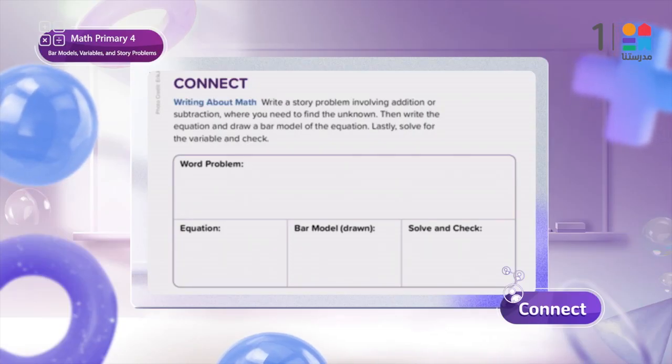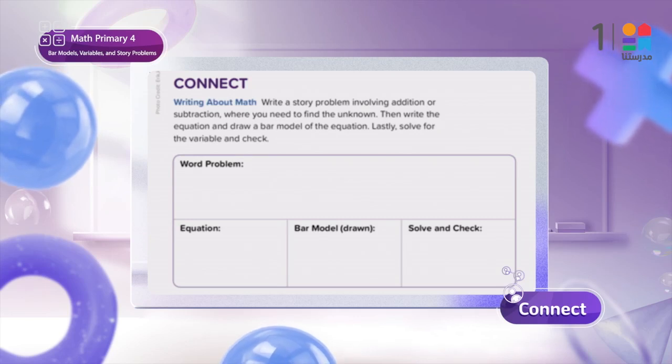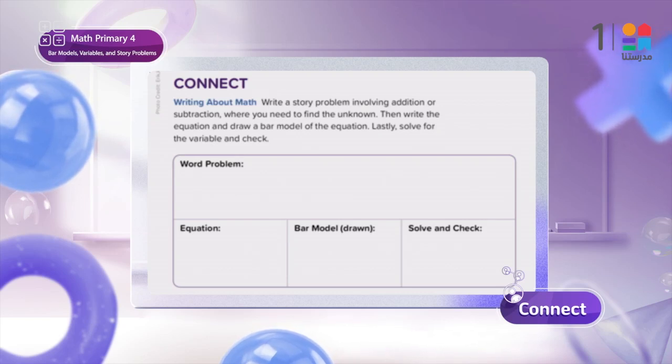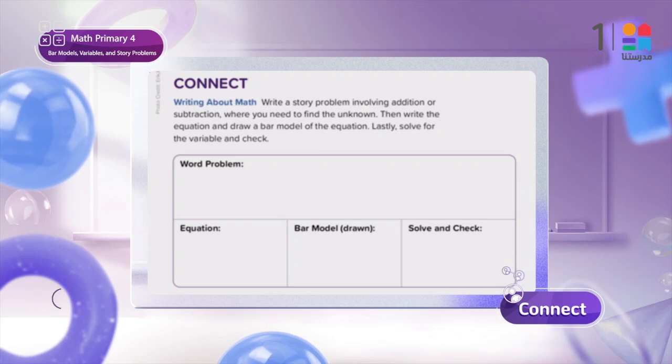Okay, now that's an easy situation you can turn into a story problem. I'll give you some time to write the story problem in the bar model and write the equation in your school book.